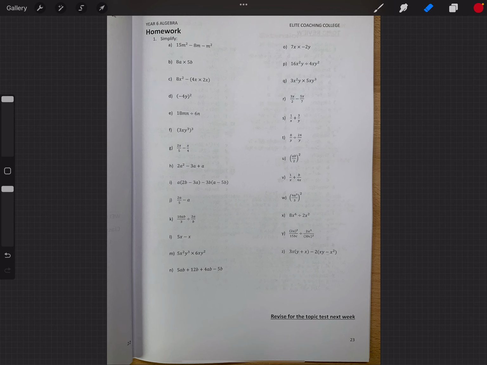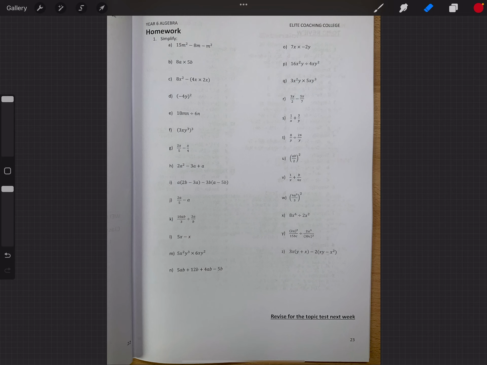Alright, next one, I've got 5x minus 1x is just 4x. Okay, next one. Now this is a multiply, so we just multiply the numbers across. So 5 times 6 will be 30. X squared times x to the 1. We add the powers, so that's x to the 3. And then you got y cubed times y squared. So that's y to the, add the powers, you get y to the 5.